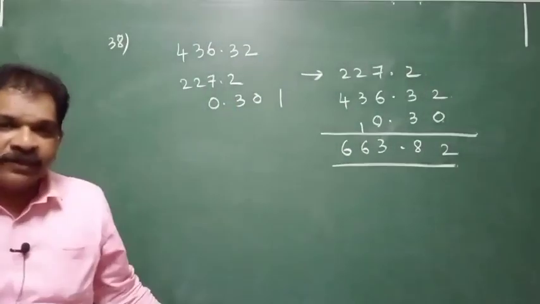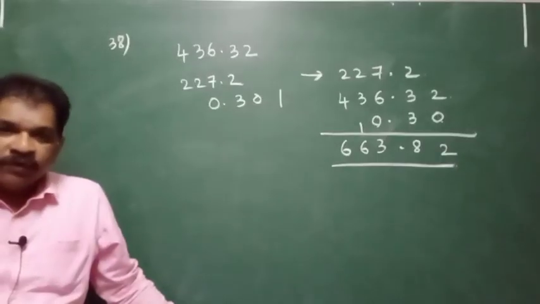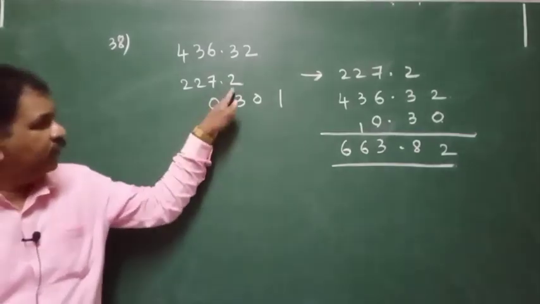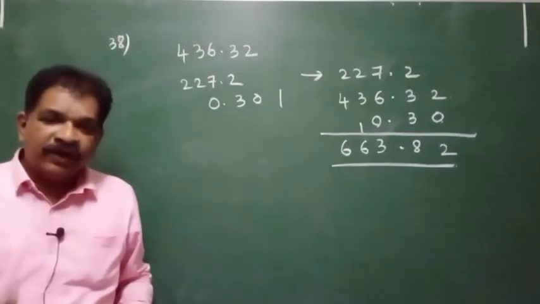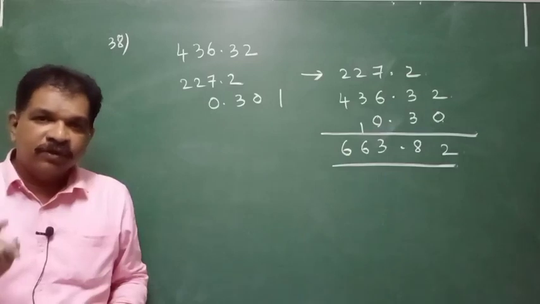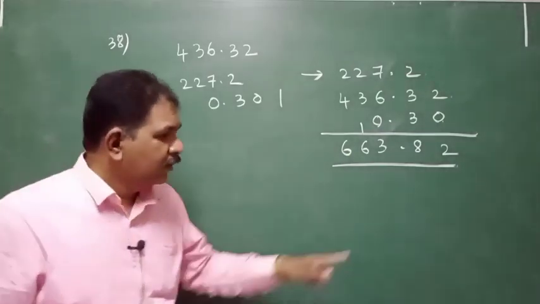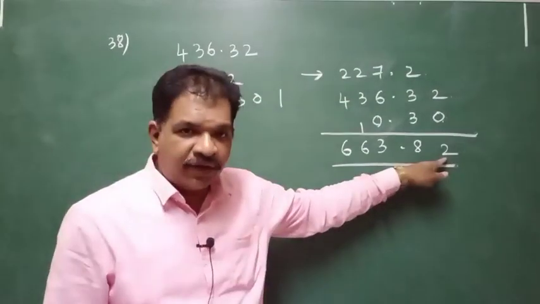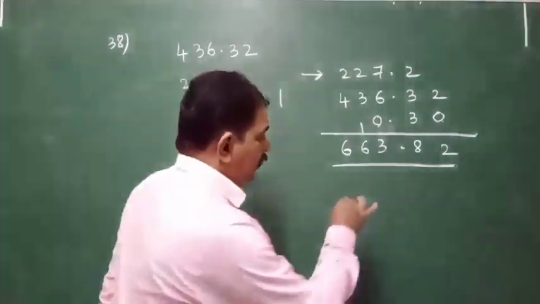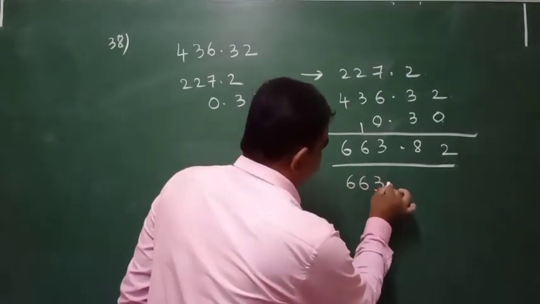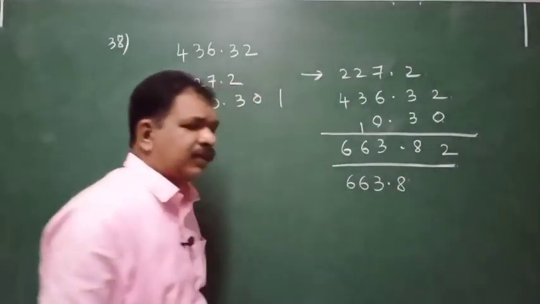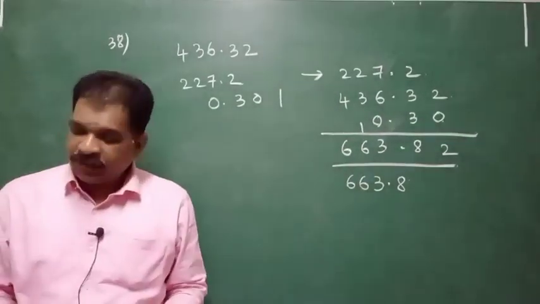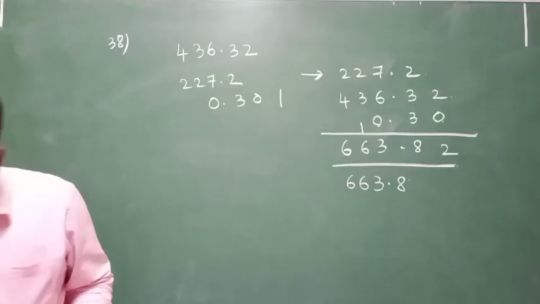And the final answer should have the least number of significant figures. This one is having one significant figure, na? Final answer will also have one significant figure. So we have to discard this 2 because it is less than 5. Preceding digit will not be changed. It becomes 663.8. Clear? So like this, we have to do the arithmetic operation.